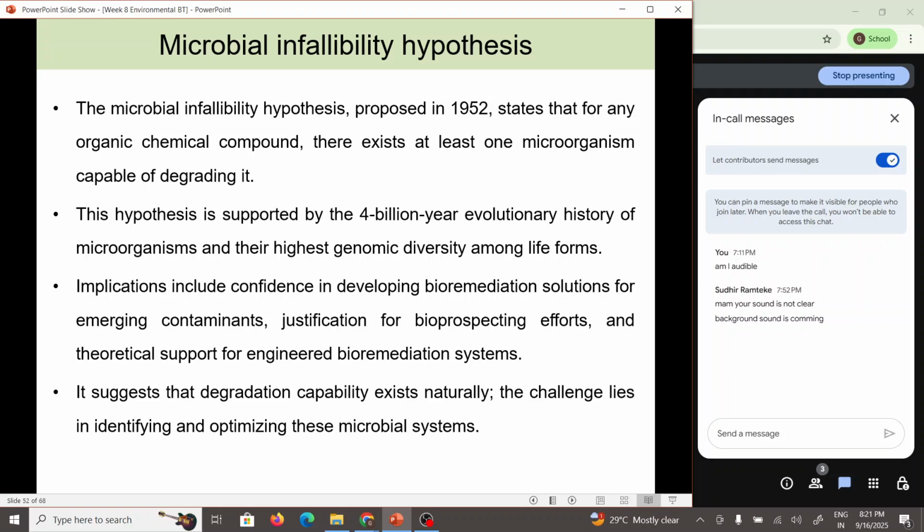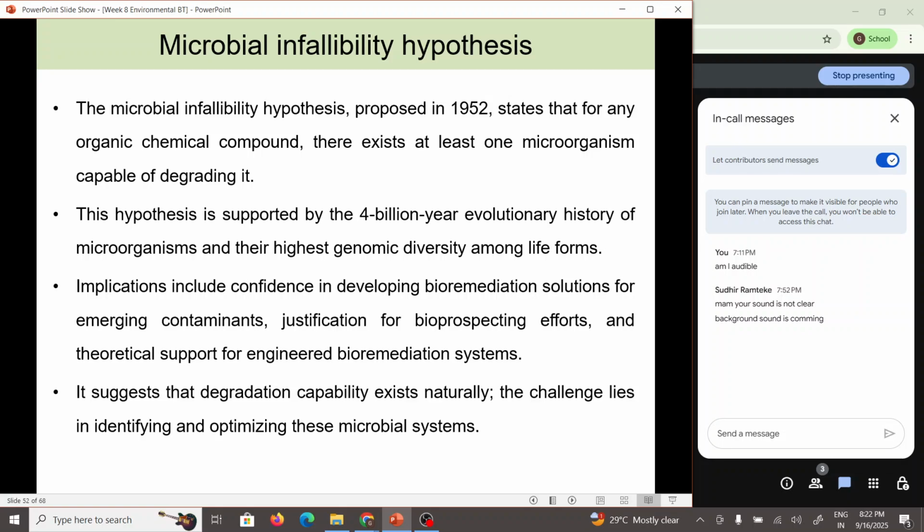And this hypothesis is supported by the 4 billion year evolutionary history of microorganisms and their highest genomic diversity among life forms. So we all know that comparing plants, animals, humans, whatever, their genomic diversity is the highest, and their evolutionary history is the longest so far. Therefore they were able to metabolize every organic chemical compound that was present in nature, and hence they were able to survive this many million years of evolution.